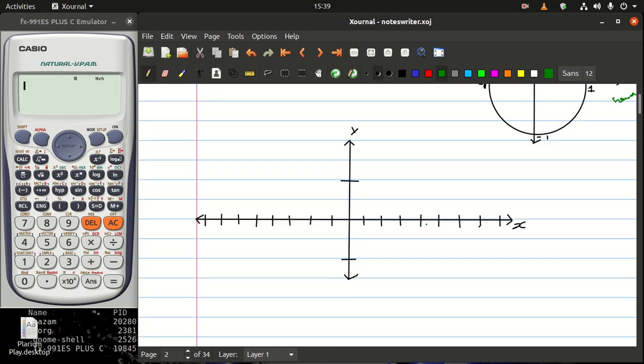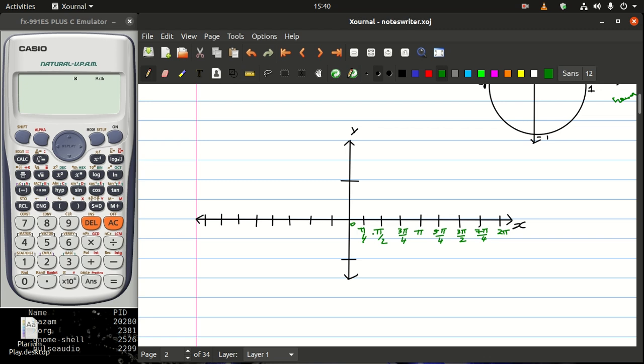So here we will end up having pi over 4, and then here pi over 2, and then here 3 pi over 4, and then here pi, and then here 5 pi over 4, and then here 3 pi over 2, and then here 7 pi over 4, and then here we end up having our 2 pi. And then this side, this is 0.